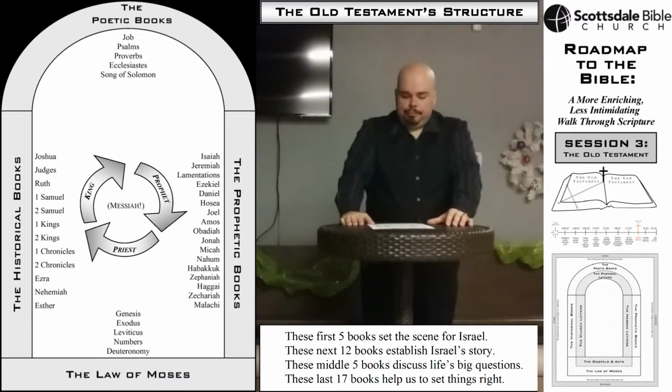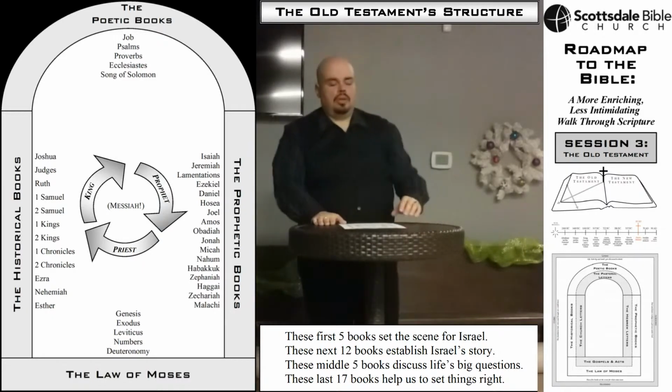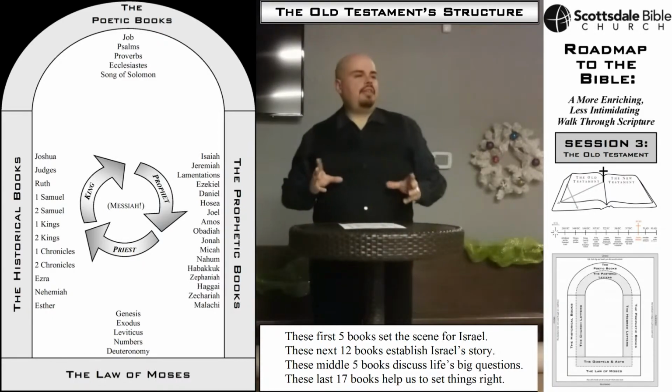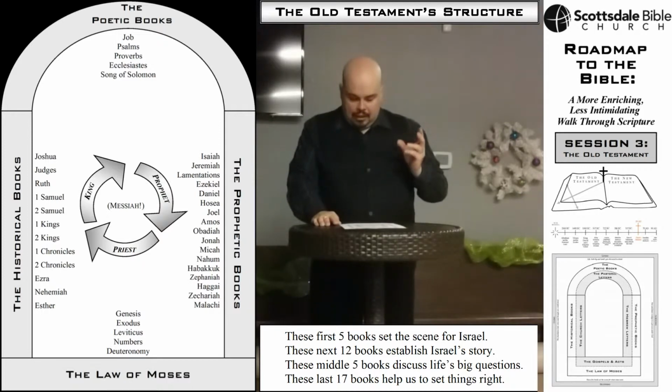So finally, the prophetic books, you've got 5 major prophets, and then you've got 12 minor prophets. And try to understand that for the most part, prophets are not attempting to tell a story narratively. They're more sermons. So at various times in Israel's history, God did the best he could to get people back on track. And so if the top of the arch, the poetic books, discuss life's big questions, then the last 17 books help us to set things right.